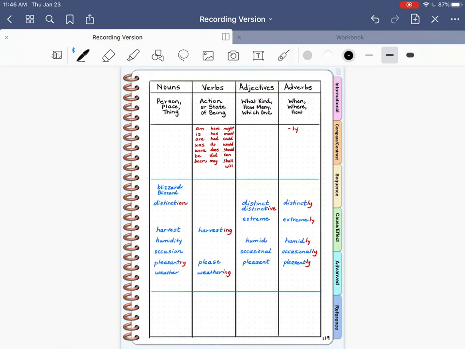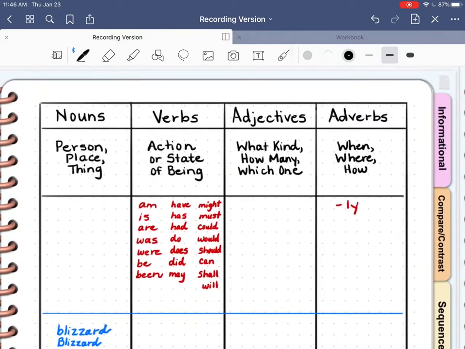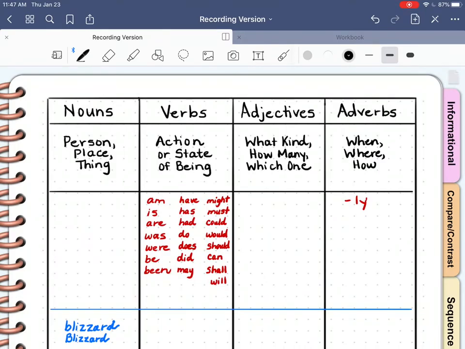And just as a reminder here at the top, nouns are people, places, and things. Verbs are action words or any of these red words there. Adjectives tell me what kind, how many, or which one. And adverbs tell me when, where, and how.